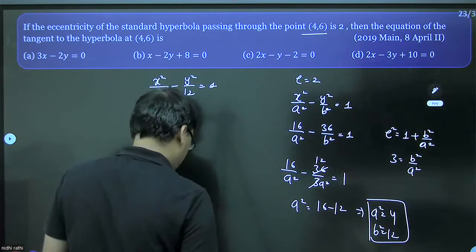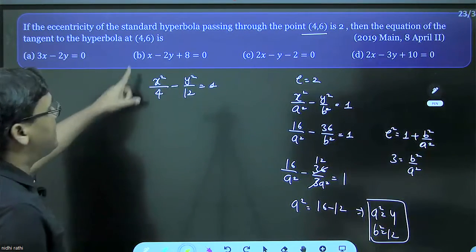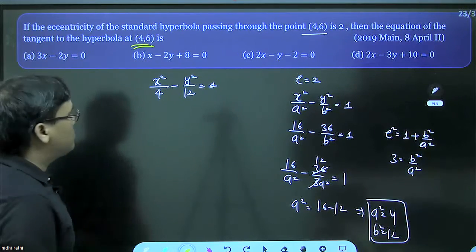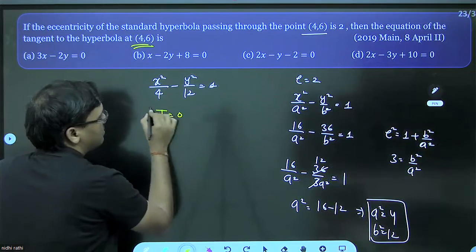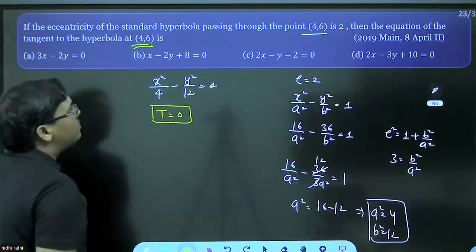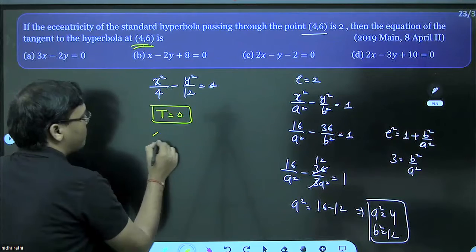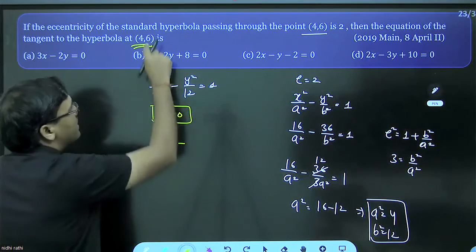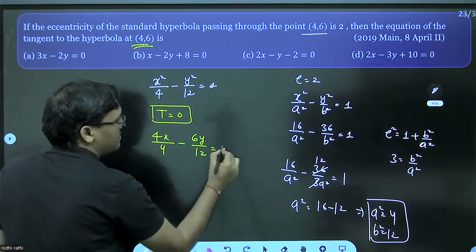Now what is the question? You have to find the equation of the tangent at (4, 6). So what is the equation of the tangent at any point? T = 0. This is (x1, y1). Replace x² with x·x1, that is 4x divided by 4. Replace y² with y·y1, this is 6y divided by 12, is equal to 1.